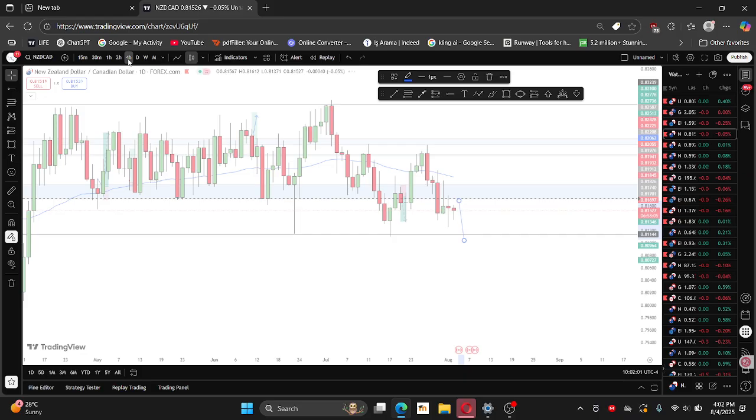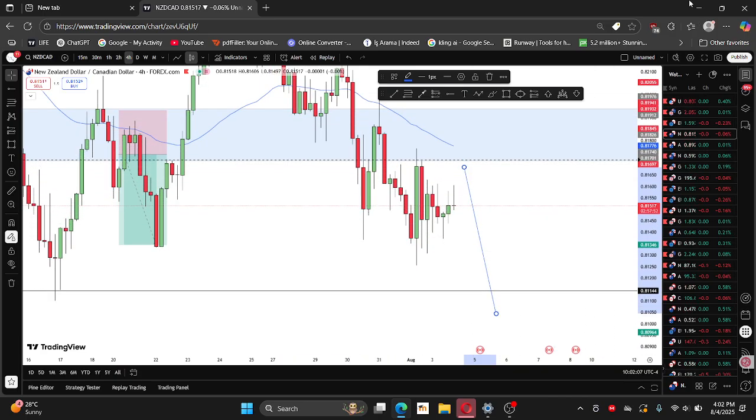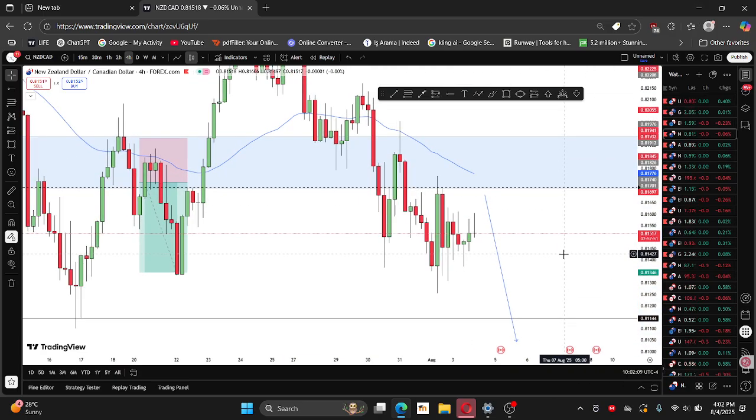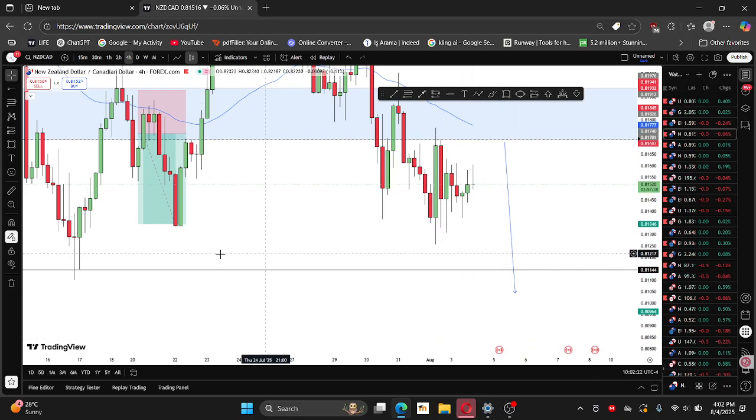If I switch to the 4 hour time frame, you can clearly see it is bearish, but still I can't take a sell at this zone, because I really want to take the sell when the market is at this zone here at my OG level, not when the trade is already playing out.